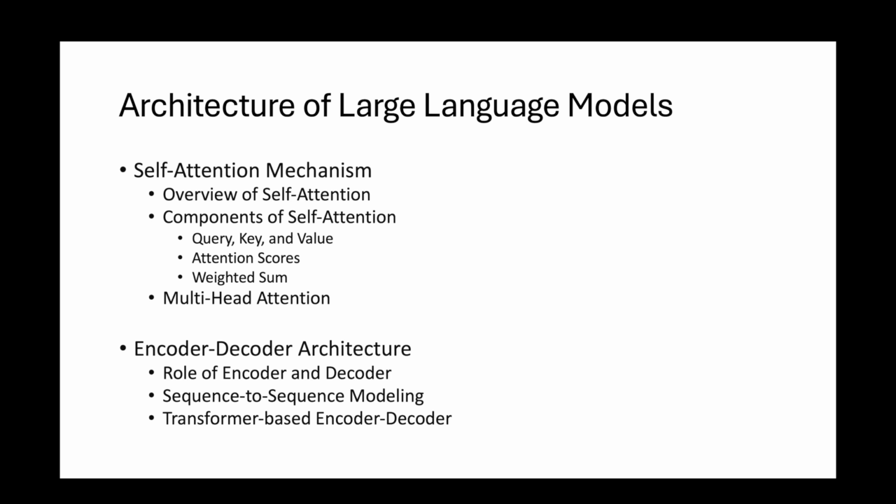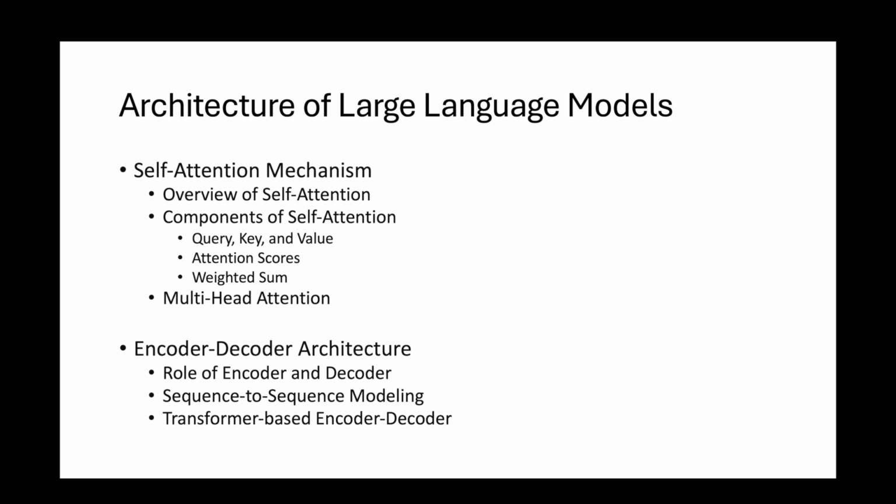Sequence-to-sequence modeling. Encoder-decoder architectures are commonly used for sequence-to-sequence tasks such as machine translation and text summarization. The encoder processes the input sequence, e.g., a source language sentence, while the decoder generates the output sequence, e.g., the target language translation. Transformer-based encoder-decoder. Transformers have been successfully applied to sequence-to-sequence tasks by adopting the encoder-decoder architecture.